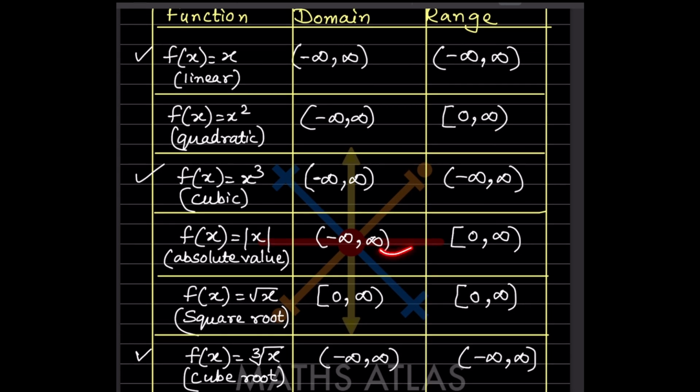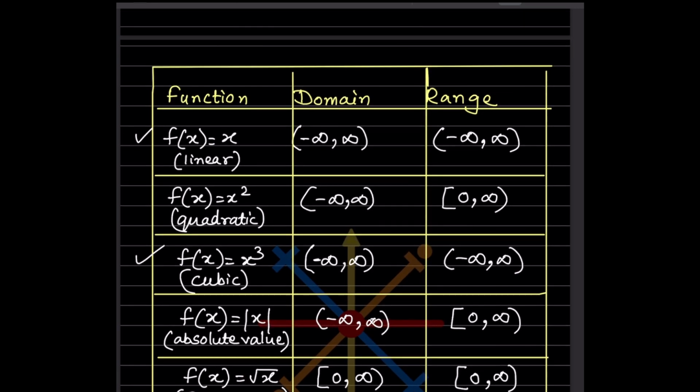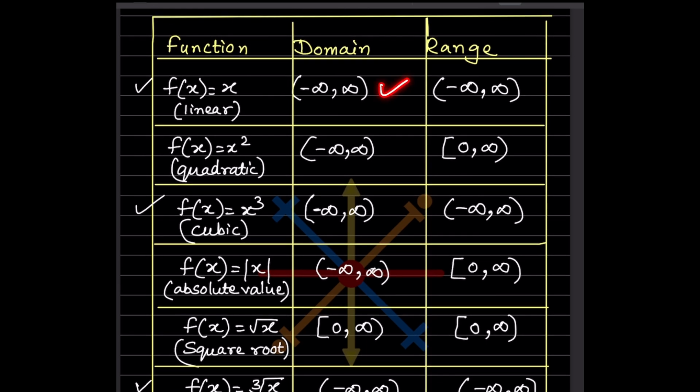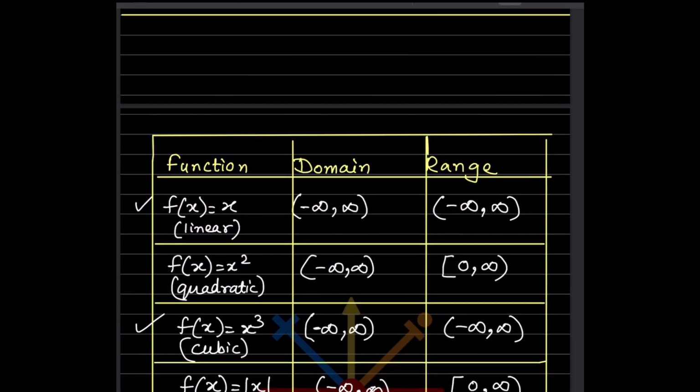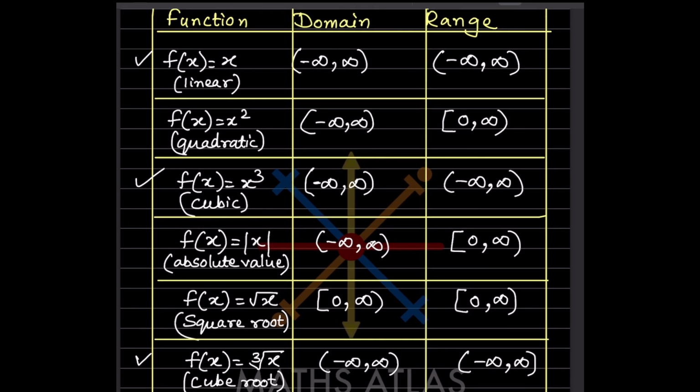And what you can see here, for the linear, cubic and the cube root, the domain and the range are the same, that is minus infinity to infinity. So hope that is clear. When you look at this table, it will be easier, because we have many functions, and when we look at the description, sometimes you might forget it. So just have a look at this table also.